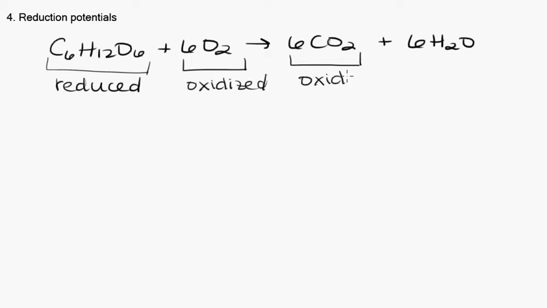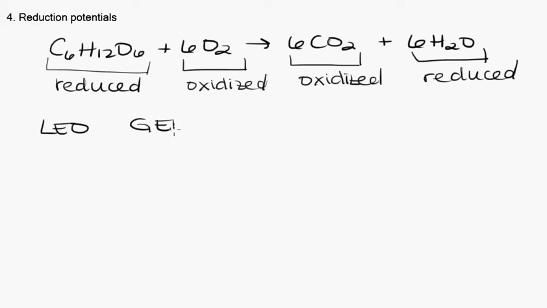And here we see H's. This is reduced. Right? This is a very clear-cut example. You can also think about reduction and oxidation in terms of Leo the lion says grr. Right? So losing electrons is oxidation, gaining electrons is reduction.